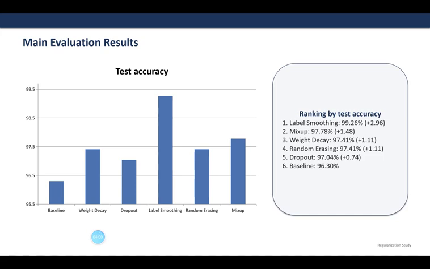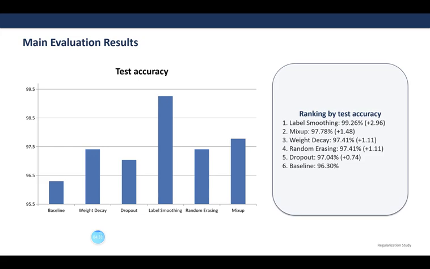And this slide shows the most important results in the project. The baseline reached 96.30% test accuracy. Every regularized model improved on that number. Label smoothing performed best with 99.26% test accuracy, which is a gain of 2.96 percentage points over the baseline.